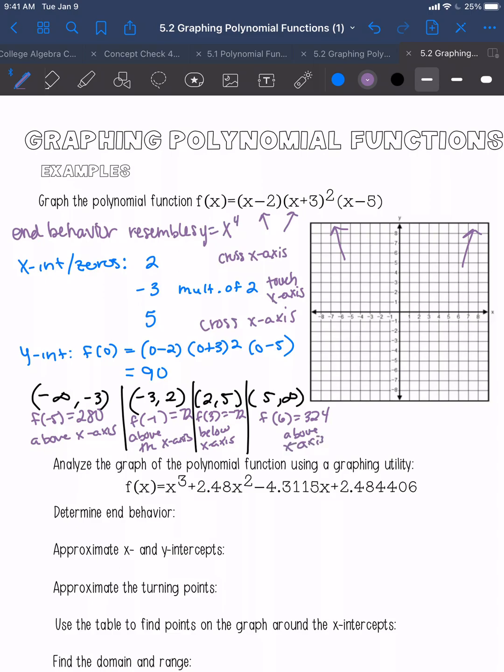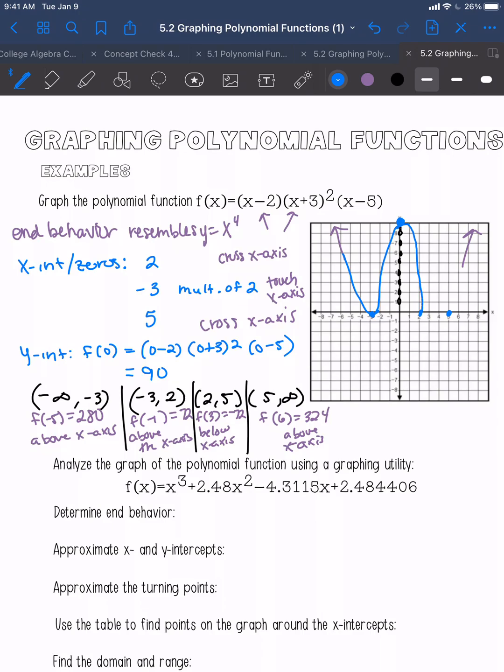So you could use that to help you. I'll sketch it out here, but we'll pretend that these go by tens. So we would have 2, -3, and 5 as my zeros. My y-intercept is 0, 90. We won't plot the other points, we'll just talk about where they're above and below. Here I'm coming down and turning because that was a multiplicity of 2, so an even multiplicity. We would come up to the intercept.